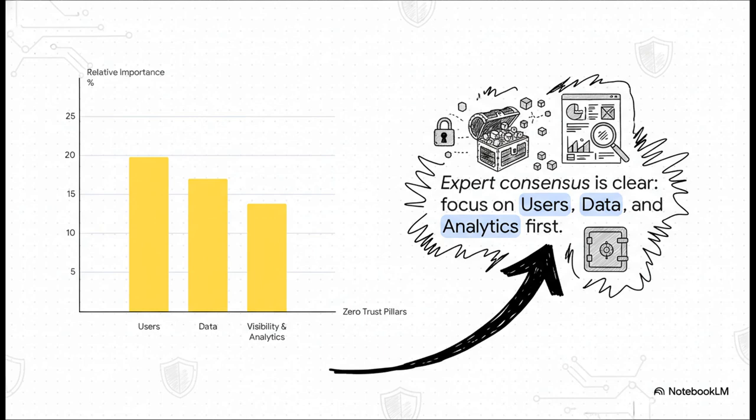Priority number 1, users. You have to nail down identity, know exactly who is trying to connect. After that, focus on your data. What is it? Where is it? Who should be touching it? And third, you need visibility and analytics, because you can't protect what you can't see. Get those top 3 right before you worry about the rest.